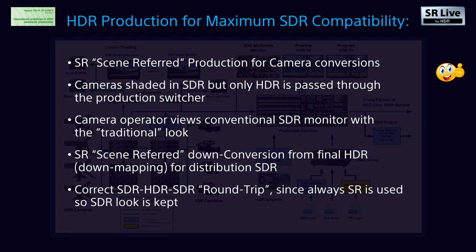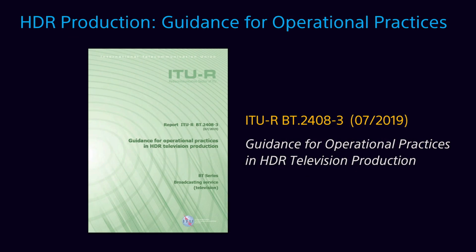Only a single layer of production is needed for the HDR signal. The camera shaders view conventional SDR monitors with traditional look. A scene refer process is used in the down conversion of the SDR output. The round trip of SDR to HDR, back again to SDR, is established, resulting in the correct look for the SDR output signal.